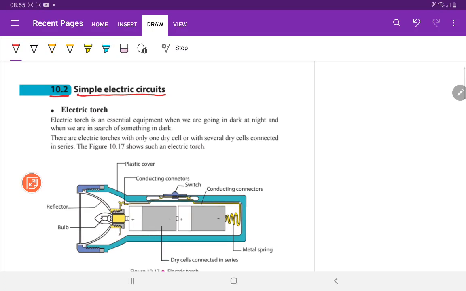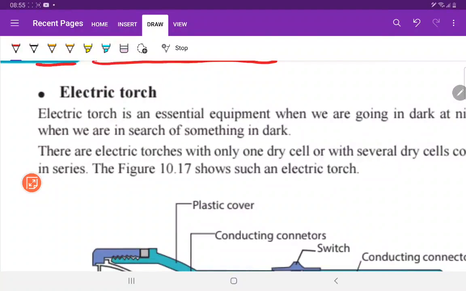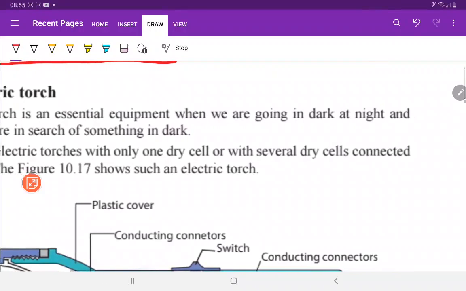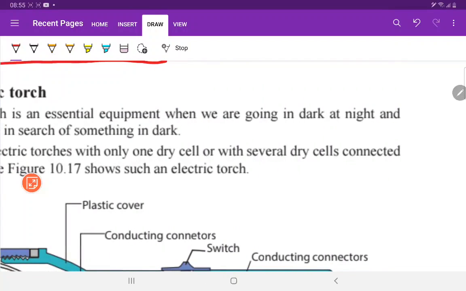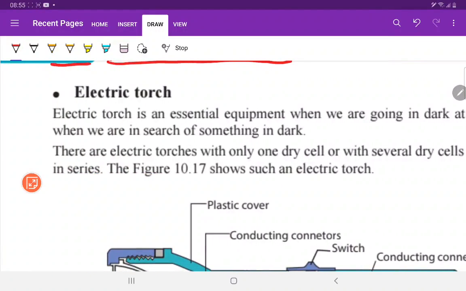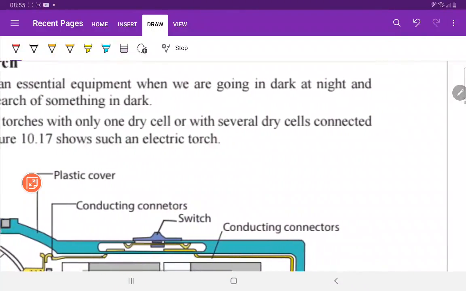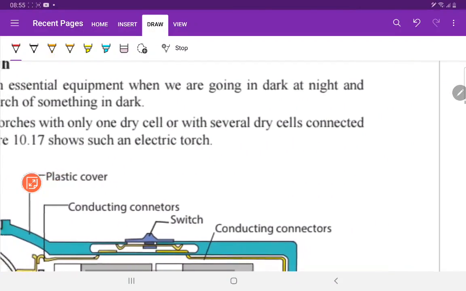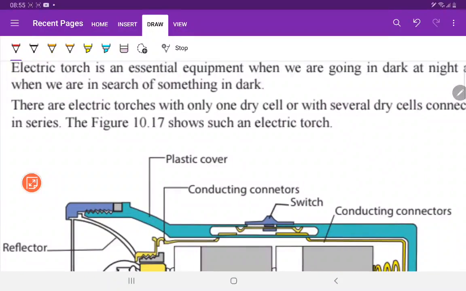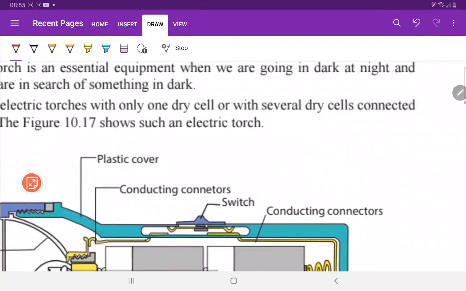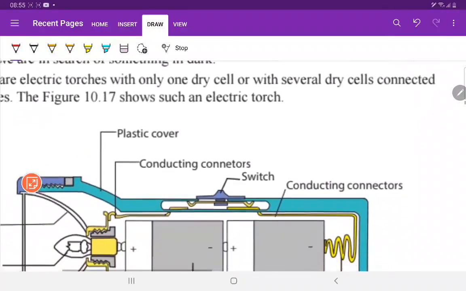Electric torch. You have seen the electric torch that you use when there is a power cut, and when you want to see something brighter. So an electric torch is an essential equipment when we are going in the dark at night, and when we are in search of something in the dark. There are electric torches with only one dry cell, or with several dry cells connected in series. Figure 10.17 shows such an electric torch.